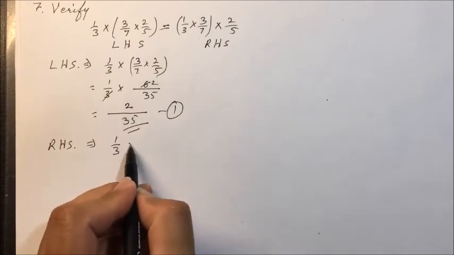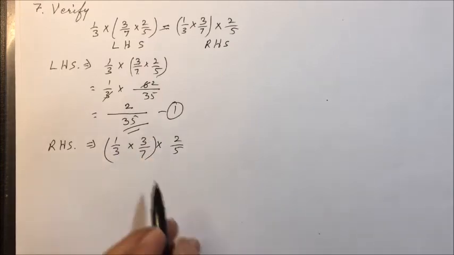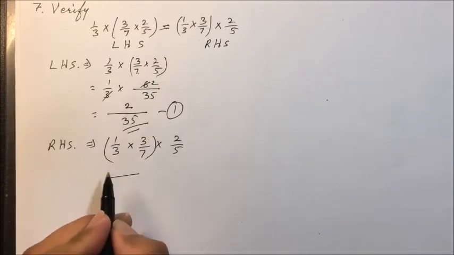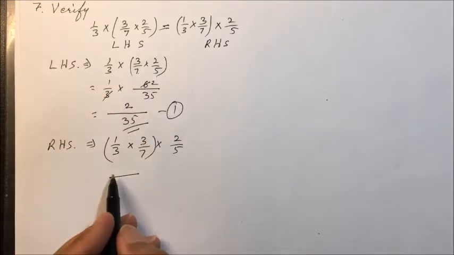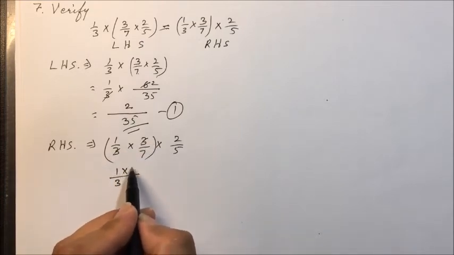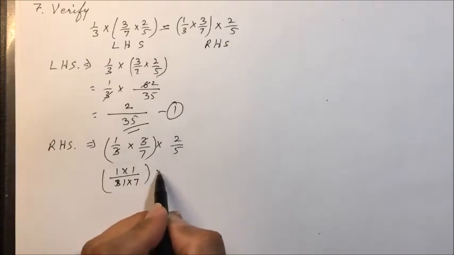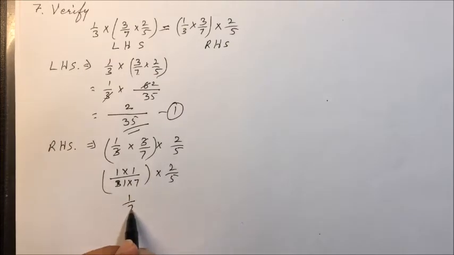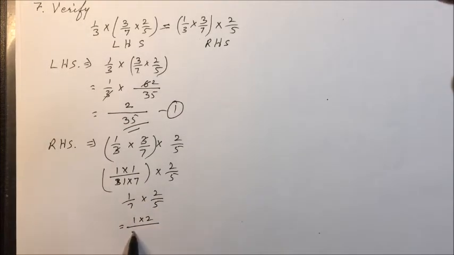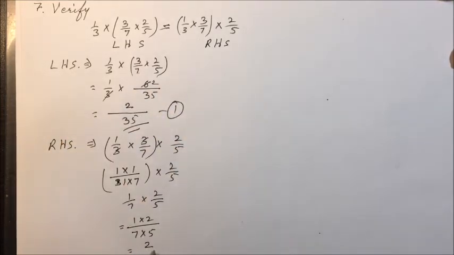RHS: 1 by 3 into 3 upon 7 into 2 upon 5. These are in bracket. First we will be solving the bracket. Either you can write one more step in between. For example, I am writing one more step here. The 3 gets cancelled. 1 into 1 divided by 1 into 7 into 2 upon 5. This is 1 by 7 into 2 upon 5. Again 1 into 2 divided by 7 into 5. This is an extra step. You could have written here as well. So it will be 2 upon 35. This is our second answer.